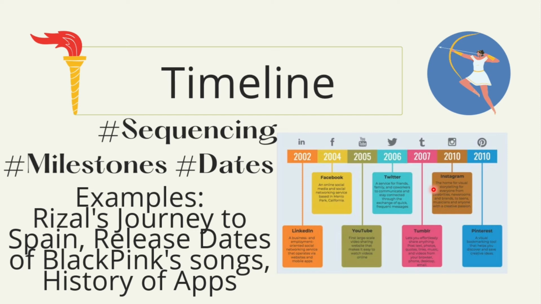How about a timeline? So when you are hashtag sequencing, hashtag reporting milestones, hashtag dates, examples, results, journey to Spain, release dates of Blackpink songs, or history of apps, you need a timeline just like this one. So this one is an illustration of the history of apps, dating from 2002 to 2010, from the development of LinkedIn to Pinterest.